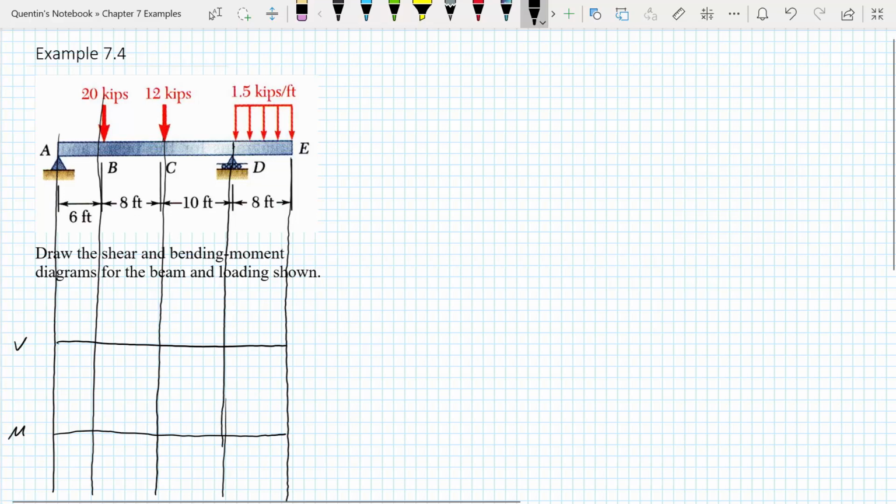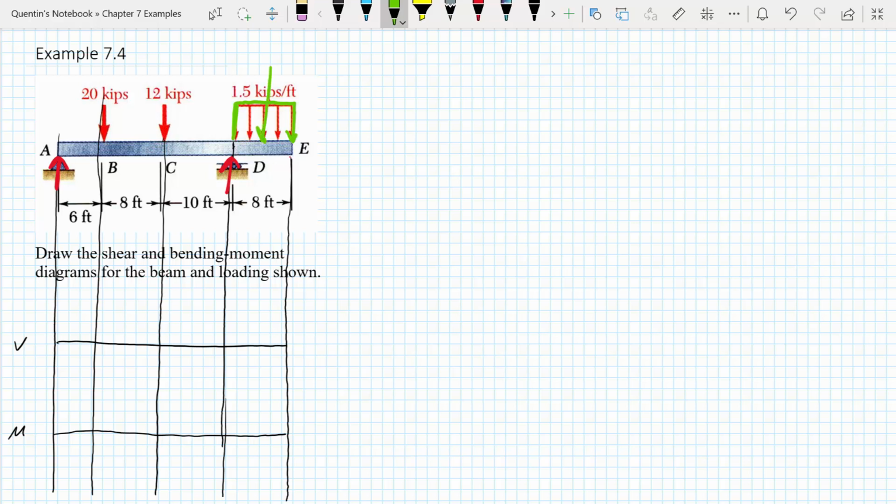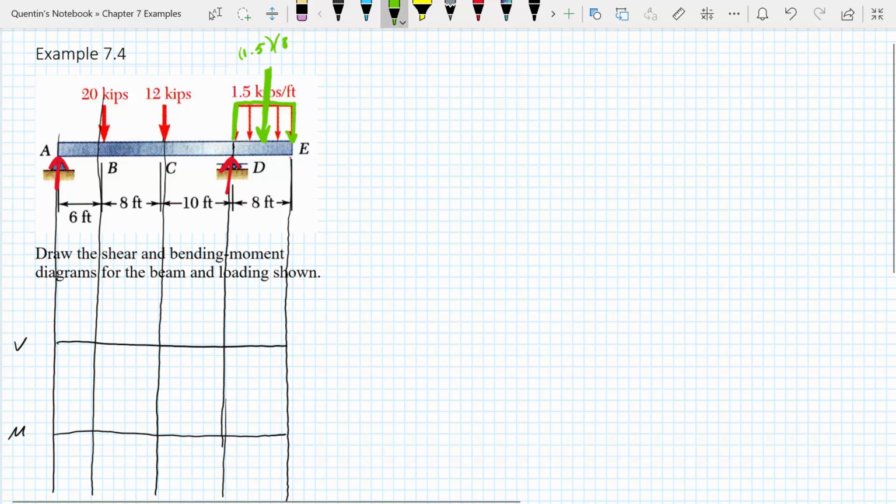Okay, so the first thing we need to do is replace the external forces with what they are, right here and right here. So how do we do that? For this purpose, this distributed load, we're going to replace with a single load right in the middle. That's chapter 5 stuff, and that is 1.5 times 8, and it's located 4 off of there.